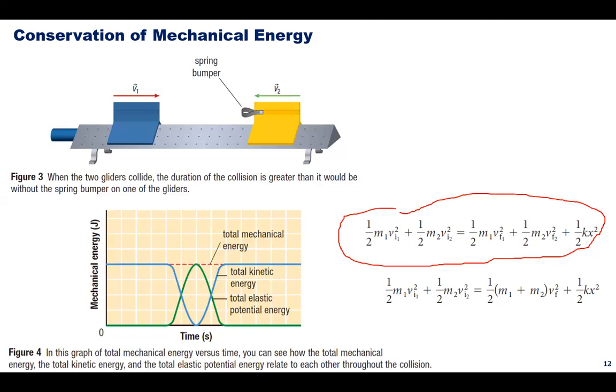And equal the right side, which is 1/2 m1 vf1 squared plus 1/2 m2 vf2 squared plus 1/2 kx squared. So this equation and the graph in this figure 4 both show that as the spring compresses, the elastic energy increases and the total kinetic energy of the two carts decreases. The total mechanical energy, however, stays constant. As the compression decreases, the elastic energy decreases and the total kinetic energy increases. The total mechanical energy still remains constant.